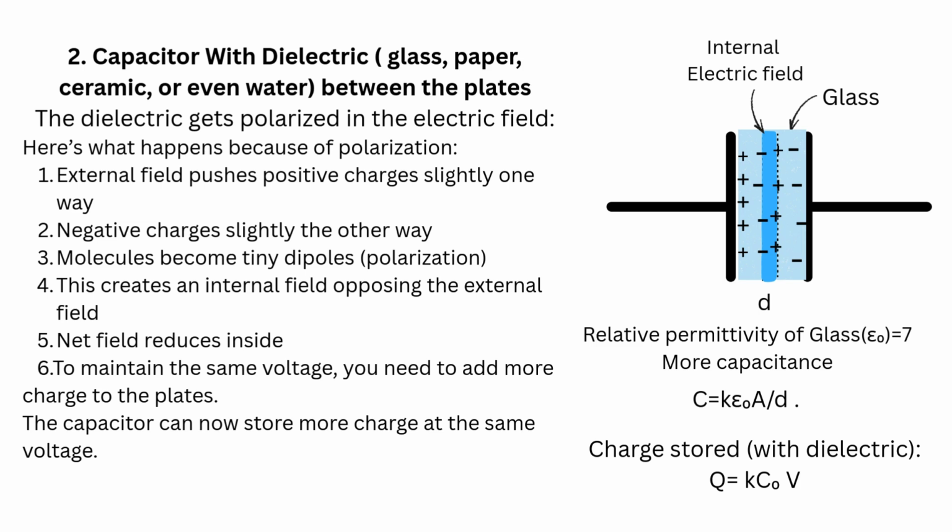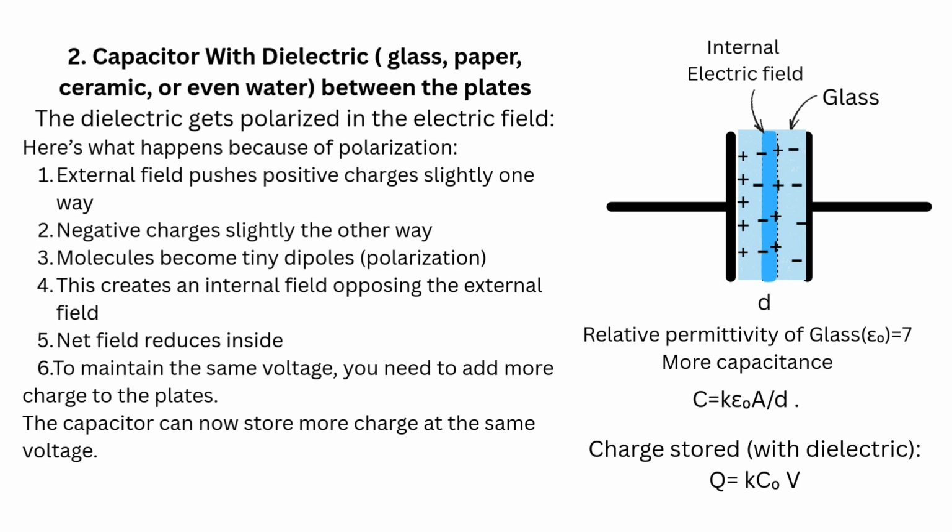Let's see how a capacitor stores charge with a dielectric. Here two parallel metal plates are separated by glass, which is a dielectric. When you connect a battery, the dielectric gets polarized in the electric field. The external field pushes positive charges slightly one way, and negative charges slightly the other way. Molecules become tiny dipoles due to polarization. This creates an internal field opposing the external field. The net field reduces inside. To maintain the same voltage, you need to add more charge to the plates. The capacitor can now store more charge at the same voltage.